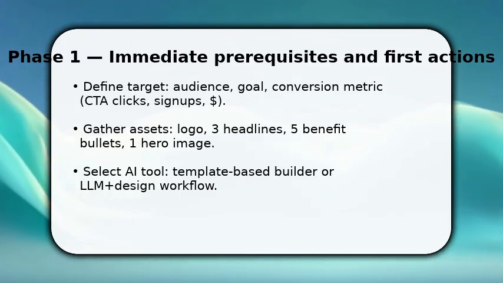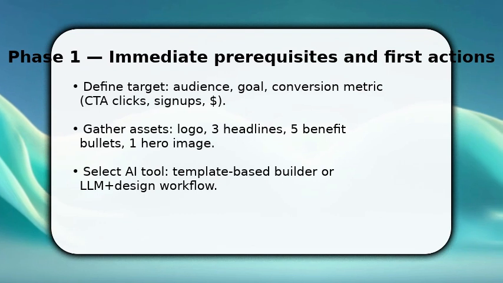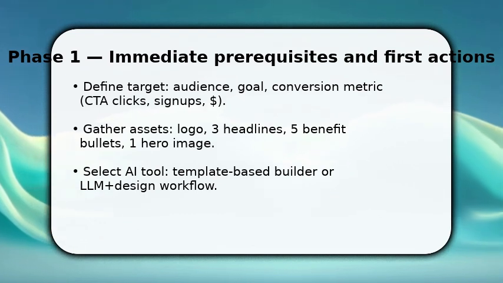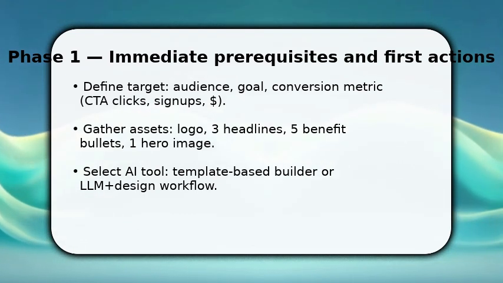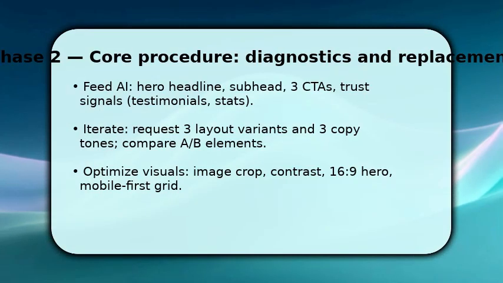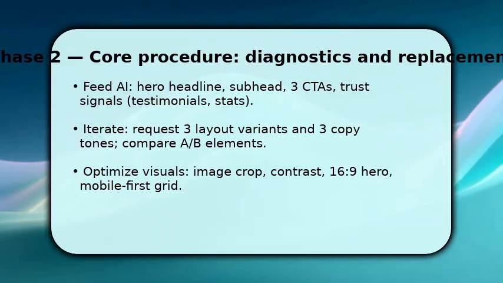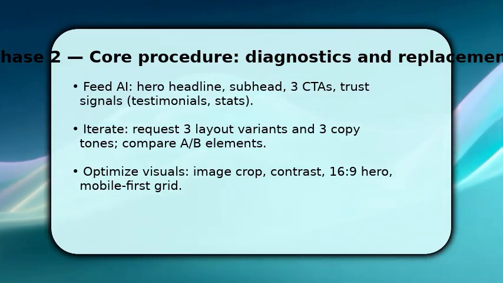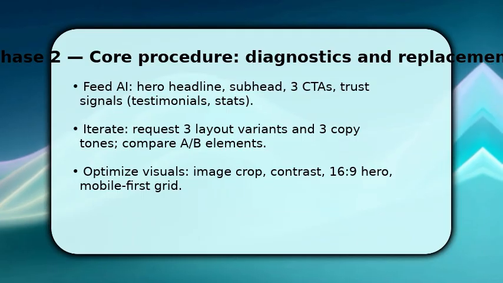Use short example prompts, they speed iteration. Make sure to version assets before you run the first generation, so you can compare results effectively. Once you have initial drafts, ask the AI for multiple headline and layout variants. Request 3 distinct tones: urgent, helpful, and curious to test conversion.